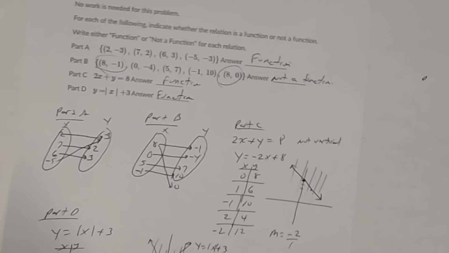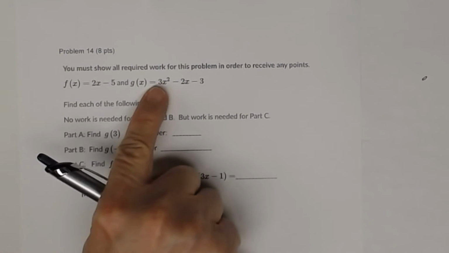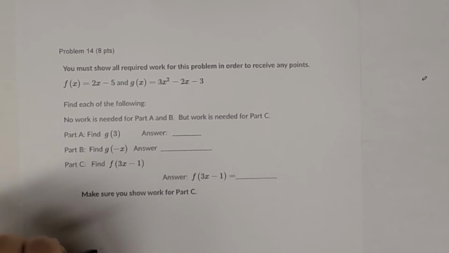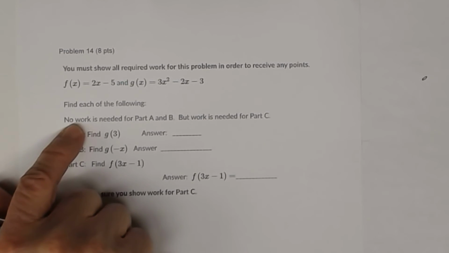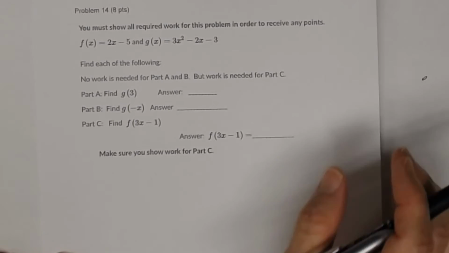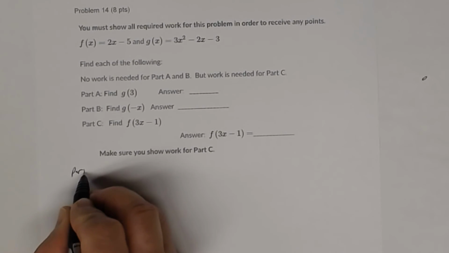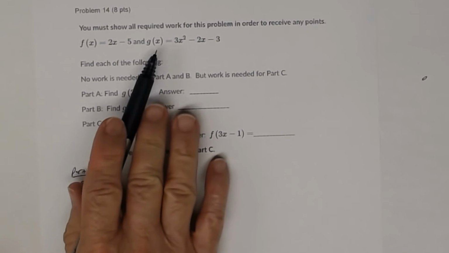All right, so that was number 13. Okay, so let's look at number 14. All right, so you're given these two functions. This is function f, this is function g, and you want to find these parts here. It says no work is needed for part A and B, but work is needed for part C. So let's look at part A. So here's part A. And in part A, you want to find g of 3. So make sure you go to the correct functions.